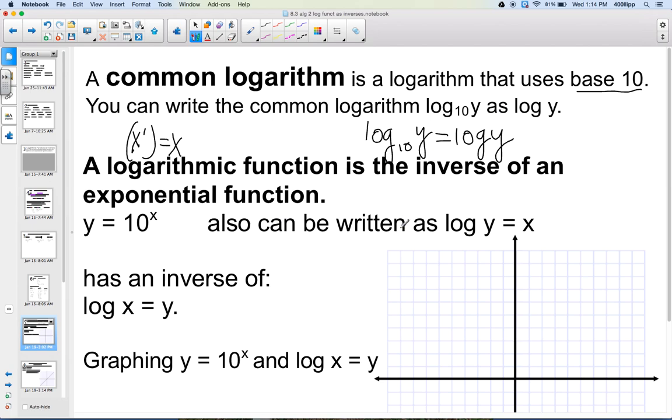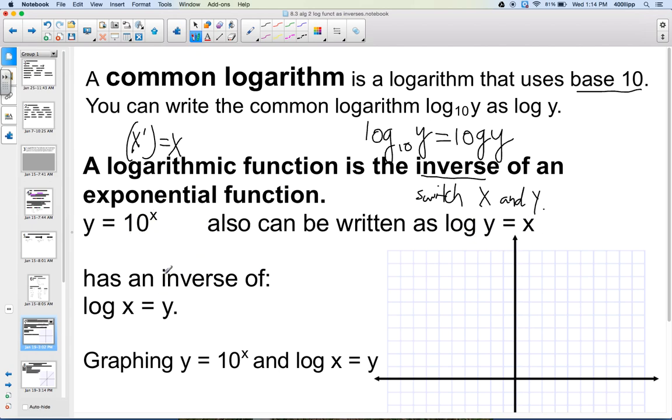Okay, so a logarithmic function is the inverse of an exponential function. They're inverses of each other, and we've gone over inverses before, and we know that when we're looking at inverses, we switch x and y. That's what it's doing when you're finding inverses. You're switching x and y. So if we have y is equal to 10 to the x, that's the same as writing log base 10 of y is equal to x. These are equivalent forms. This is exponential form and this is logarithmic form. These are the same thing.